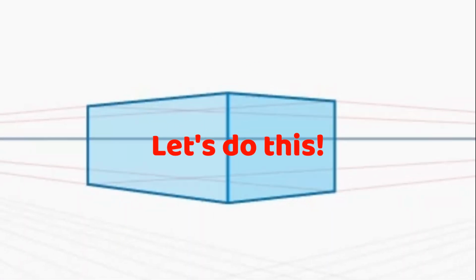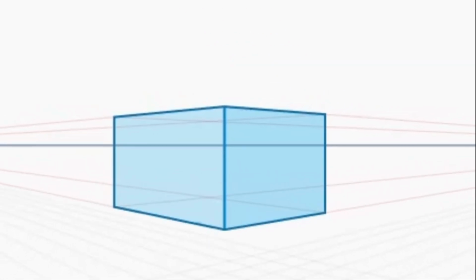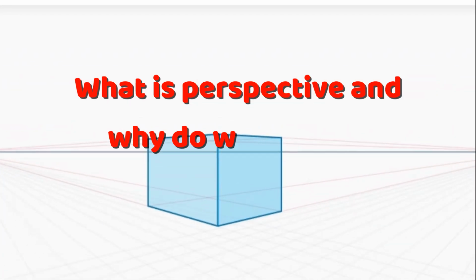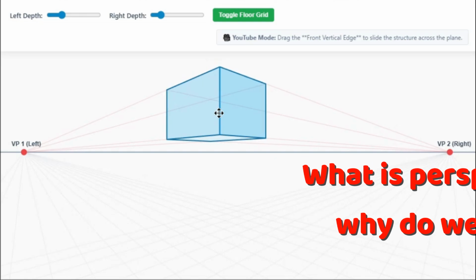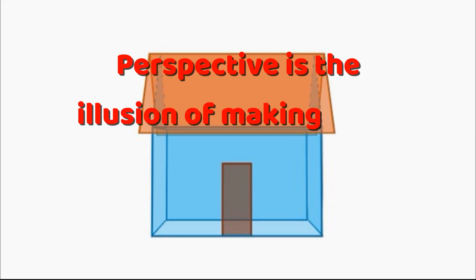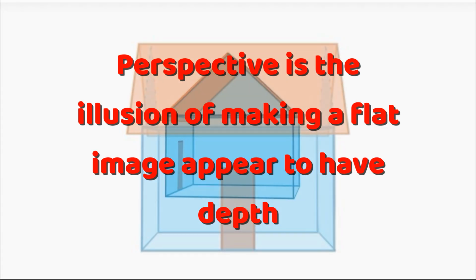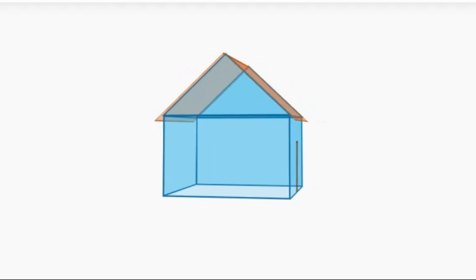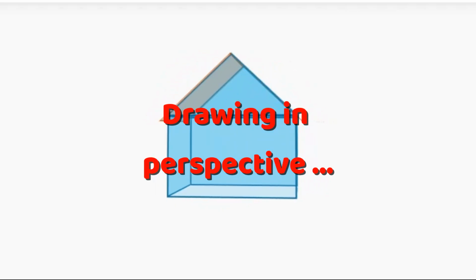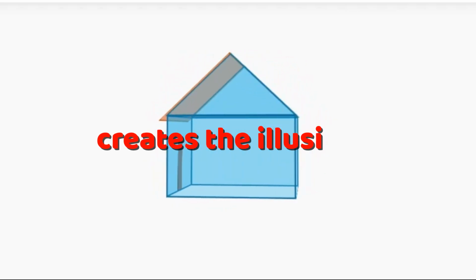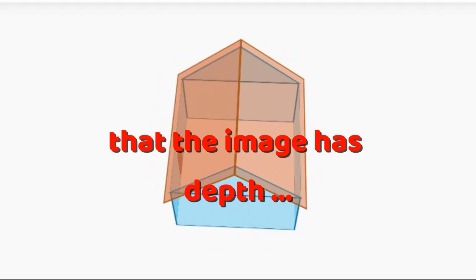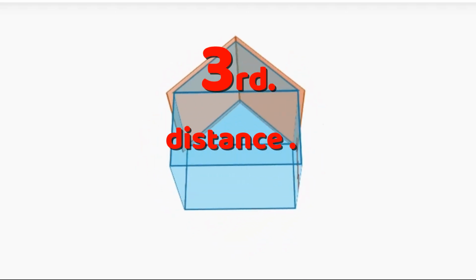Why worry about perspective anyway? Well, it definitely adds depth to your paintings and your drawings. It can turn an okay piece of artwork into a masterpiece. Perspective is the illusion of making a flat image appear to have depth. One way to achieve this is by using a technique called 2-point perspective. Drawing in perspective creates the illusion that the image has depth, distance, and relative scale.